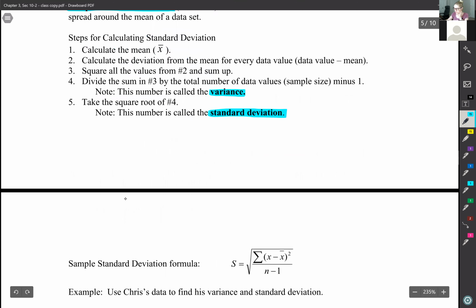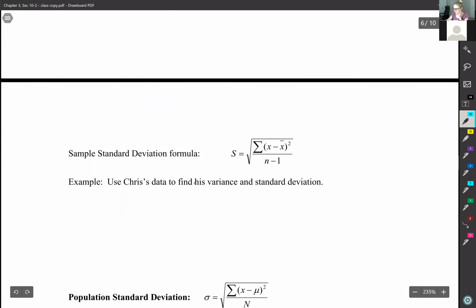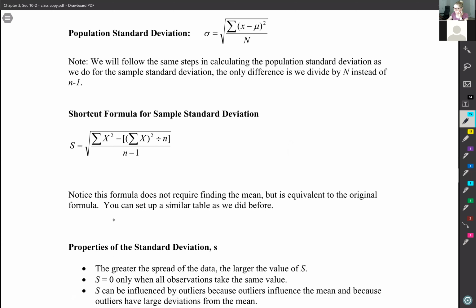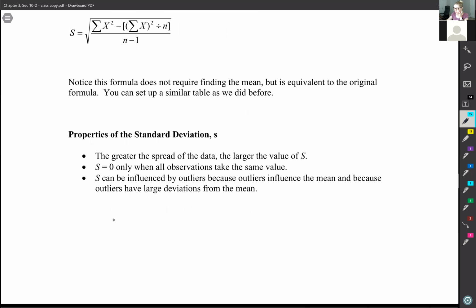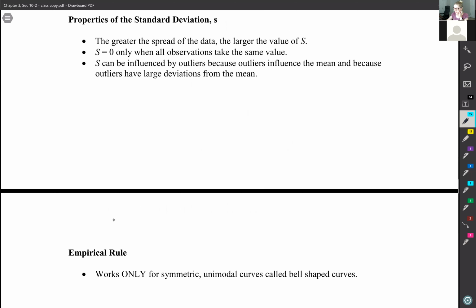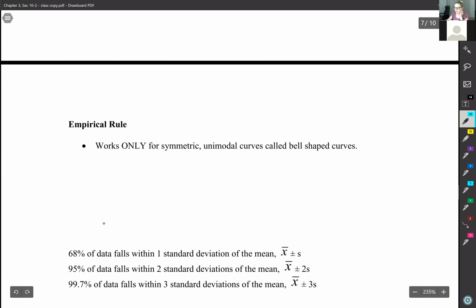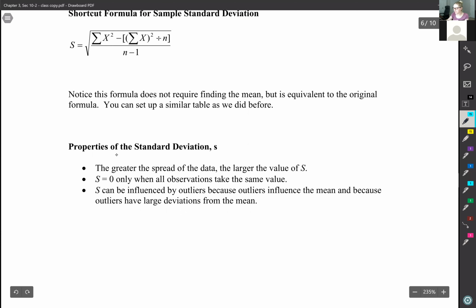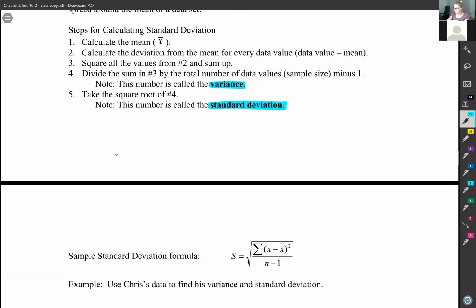So I'll probably just end up doing this one example here of finding Chris's variance and standard deviation. And then we'll see. There's not another example to do, but I'll probably have to wait on the empirical rule and talk about that at the beginning of class tomorrow. So we'll just talk about standard deviation right now.